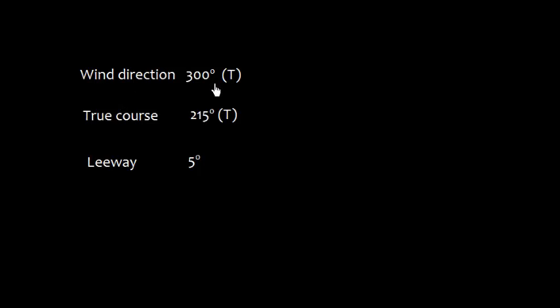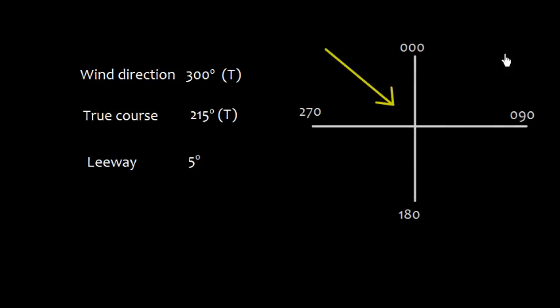Let's do this example. Suppose wind direction is 300 degree true, and the true course is 215 degree true, and the leeway, estimated leeway, is 5 degree. So let's make this 000, this is 090, this is 180, this is 270, and the wind is coming from 300. So this angle is 300.